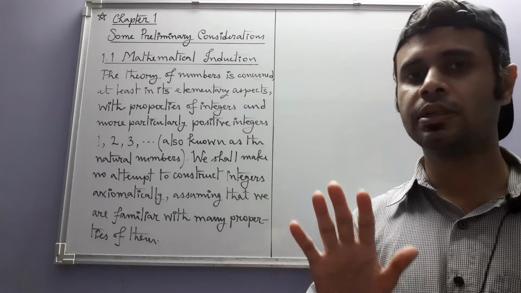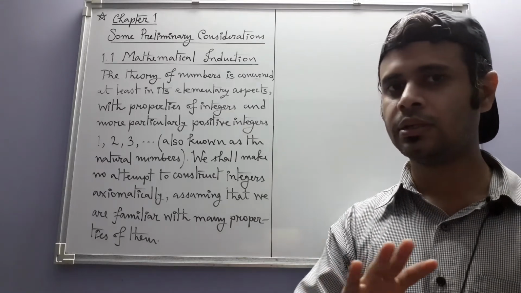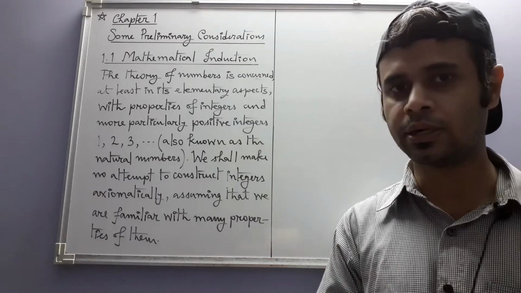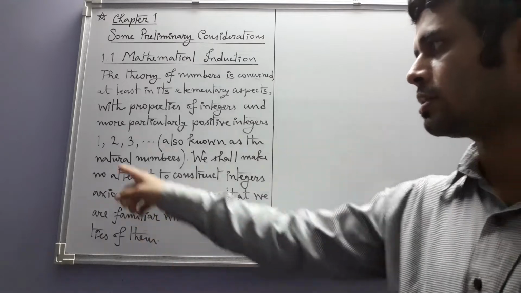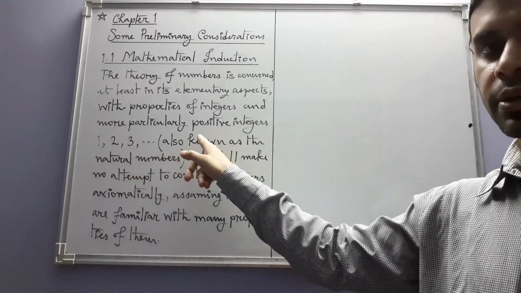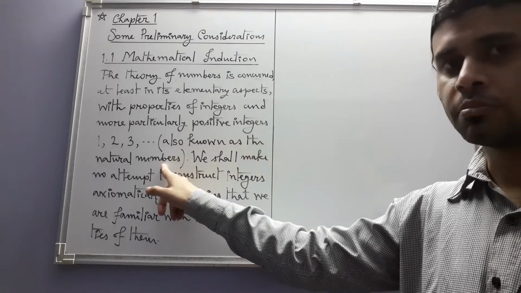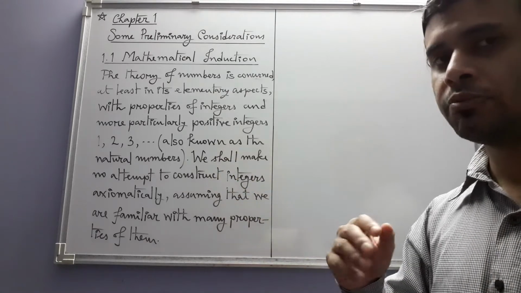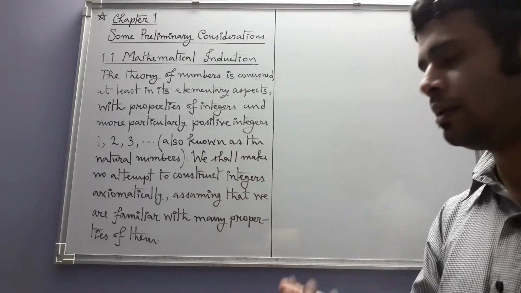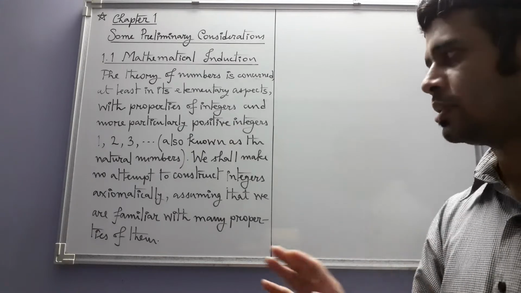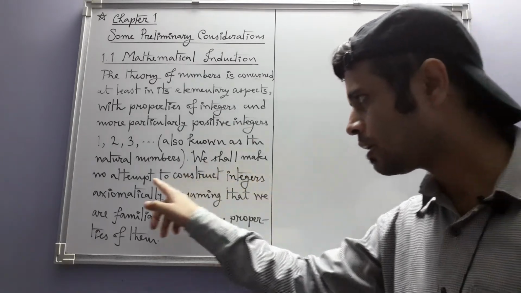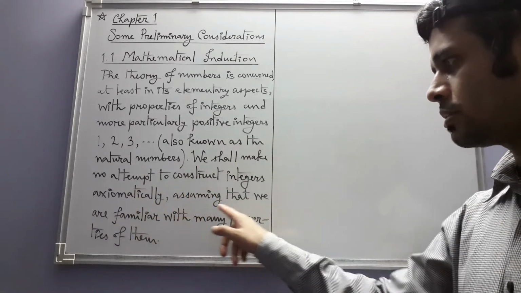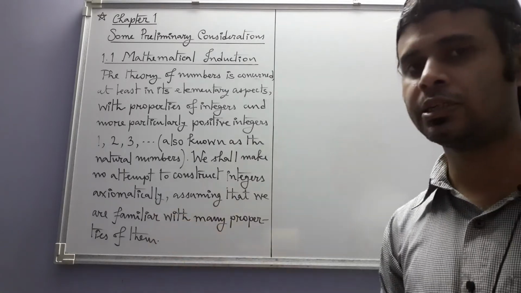The theory of numbers, in its elementary aspects at least, is a study of properties of things we know as the integers, and more particularly positive integers, that is these numbers 1, 2, 3, etc., also known as the natural numbers. Now after this, the author writes a line which it's highly likely will be overlooked, but it's actually very important. We shall make no attempt to construct integers axiomatically, assuming instead that we are familiar with many properties of them.